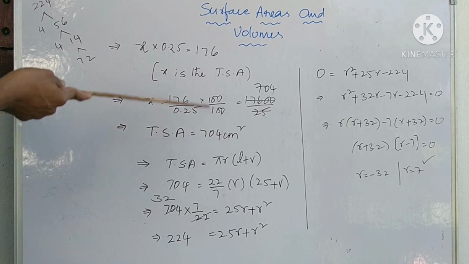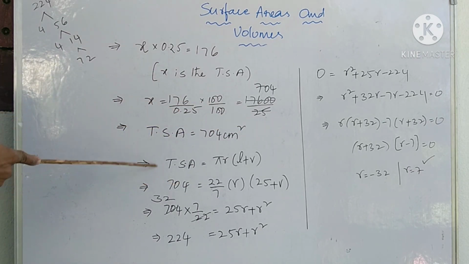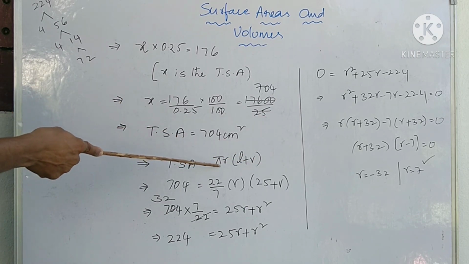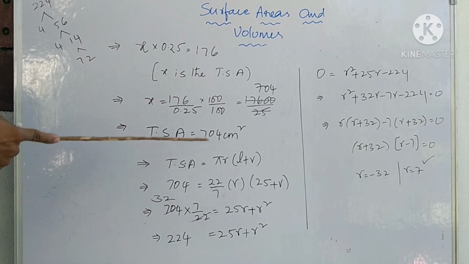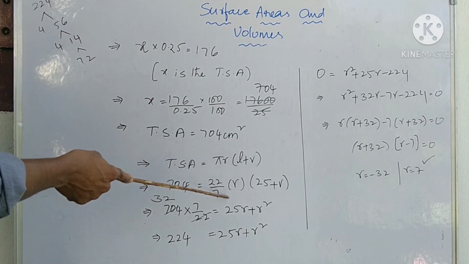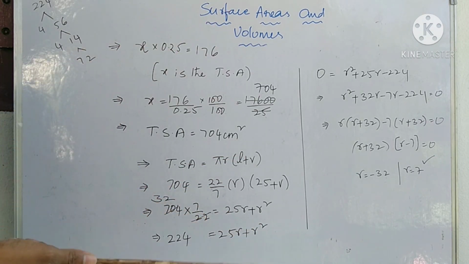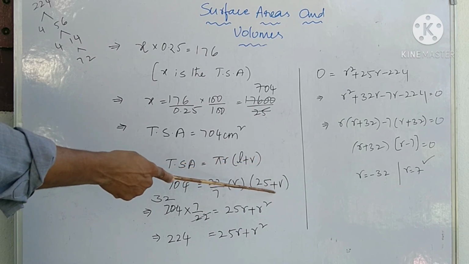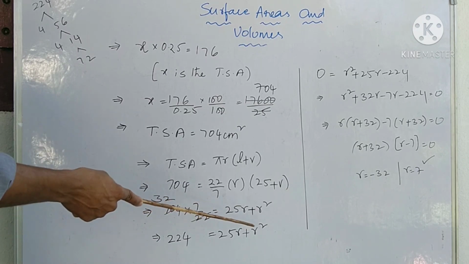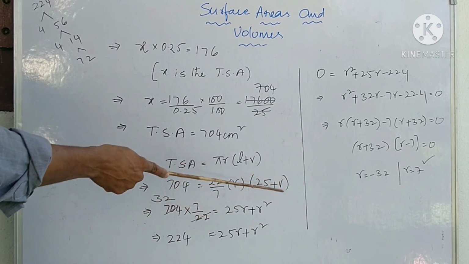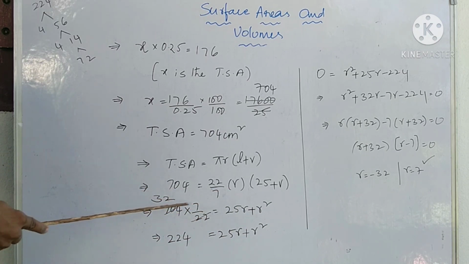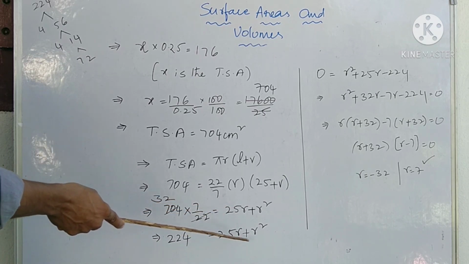Here the total surface area is 704 centimeter square. The total surface area formula is pi r into (L plus r), where L means slant height and r means radius. So 704 equals 22 by 7 into r into (25 plus r). Transposing 22 by 7, 704 into 7 by 22 equals 25r plus r square. Here 22 32s are 704, and 32 7s are 224, equals 25r plus r square.